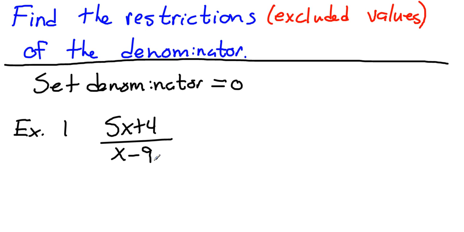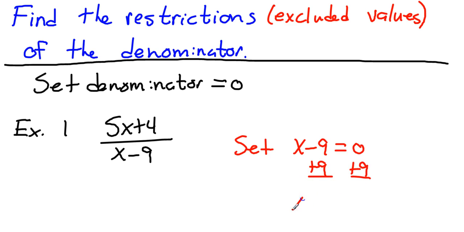All you're going to do is take that x minus 9 that's in the denominator and set it equal to 0. Easy enough for solving the equation. You add 9 to both sides, so x equals 9. Okay, there you go. There's the restrictions, or the excluded values, or however they want to word it.